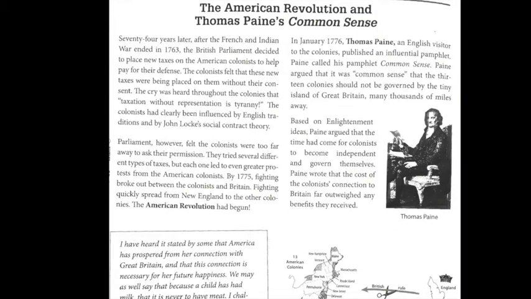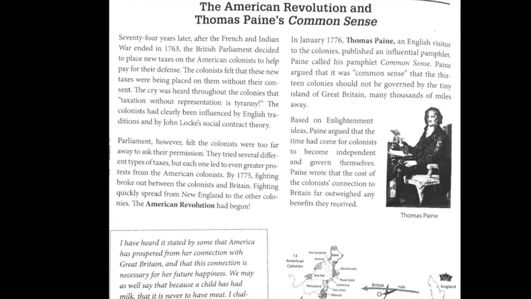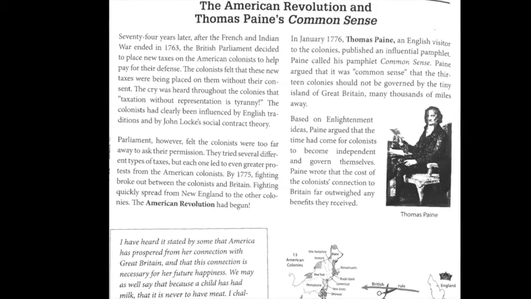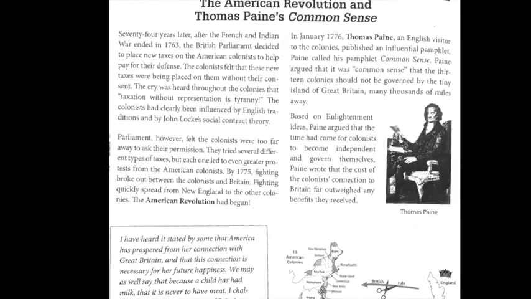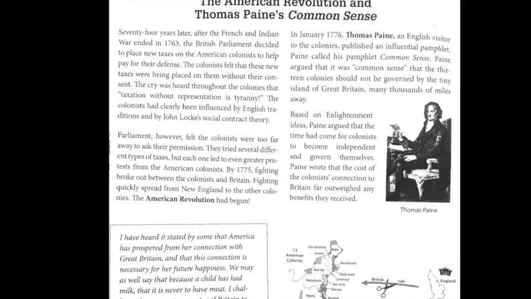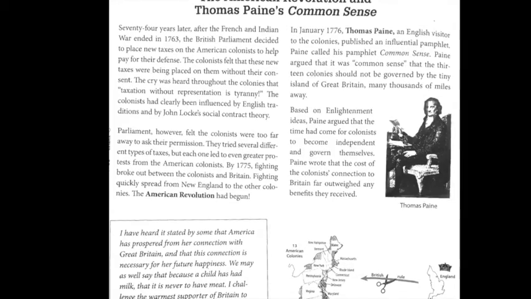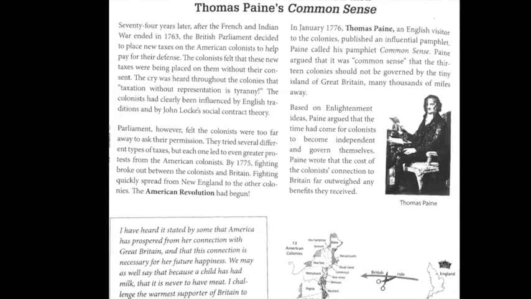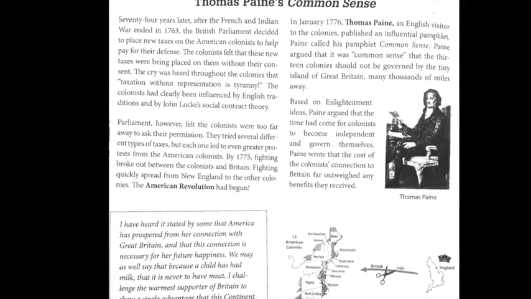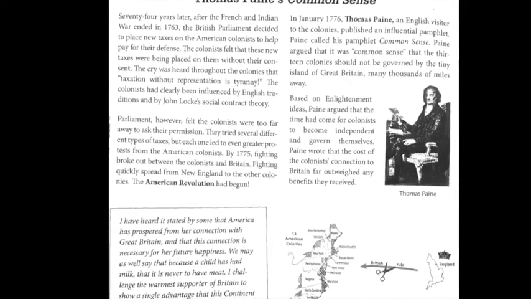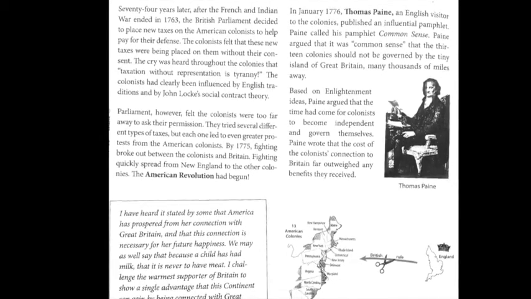Page 8. The American Revolution and Thomas Paine's Common Sense. 74 years later, after the French and Indian War ended in 1763, the British Parliament decided to place new taxes on the American colonists to help pay for their defense. The colonists felt that these new taxes were being placed on them without their consent, which means without them agreeing. The cry was heard throughout the colonies that taxation without representation is tyranny. The colonists had clearly been influenced by English traditions and by John Locke's social contract theory.